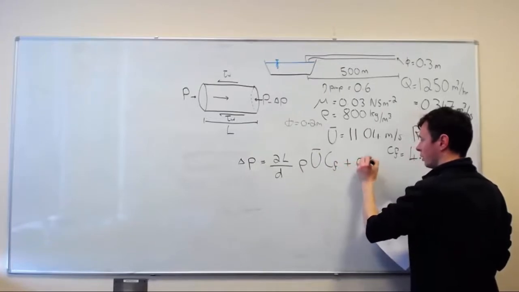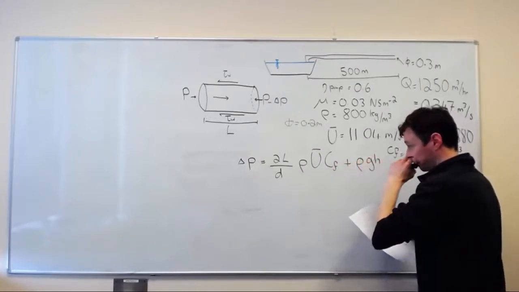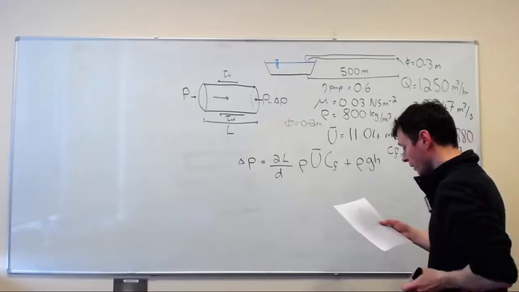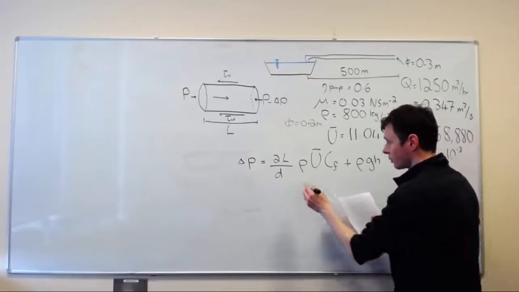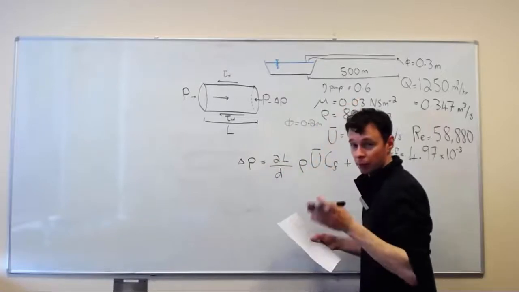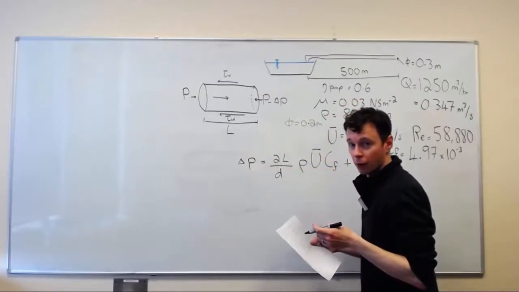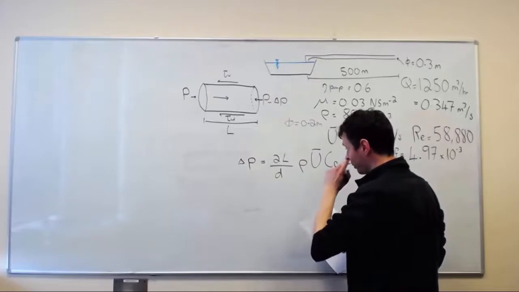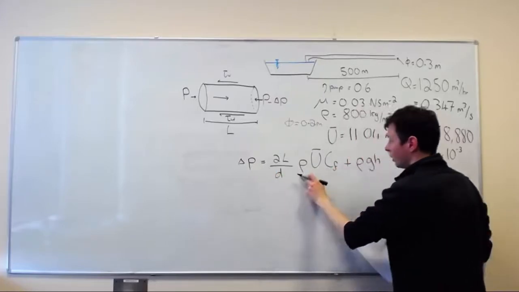And then plus our rho GH. So we have all the numbers now for this, so we can put it in. 2 times the length. The new length of this section of pipe is 25 meters, and this vertical pipe diameter is 0.2.